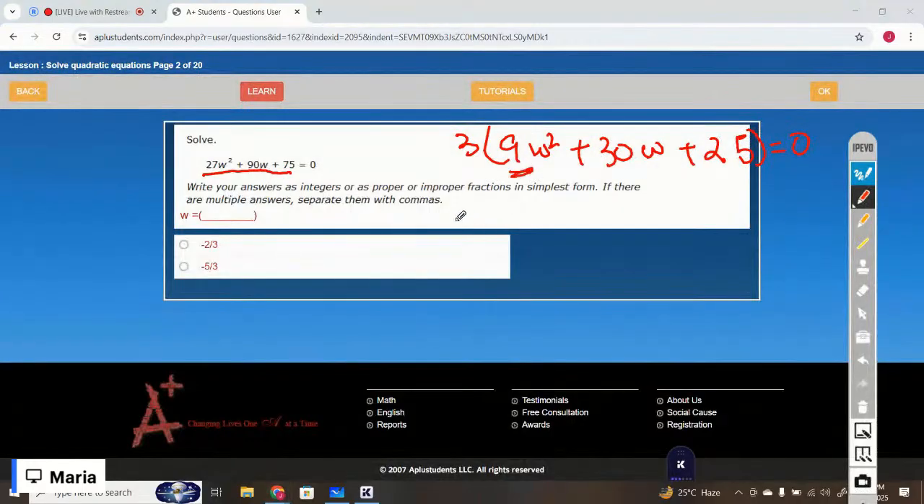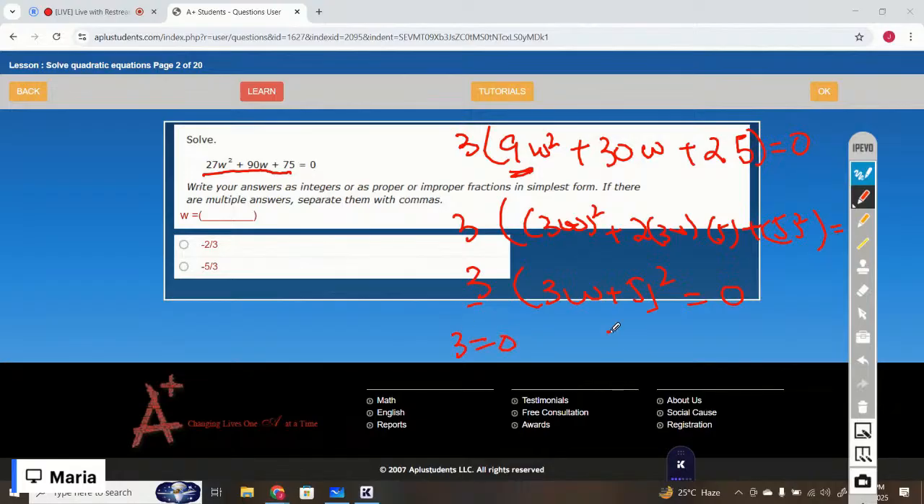Now 9w square is the square of 3w, 25 is the square of 5, and here we have 2 times 3w times 5. 5 times 3 is 15 and 15 times 2 is 30. So it would be 3 times (3w plus 5) whole square equals 0.